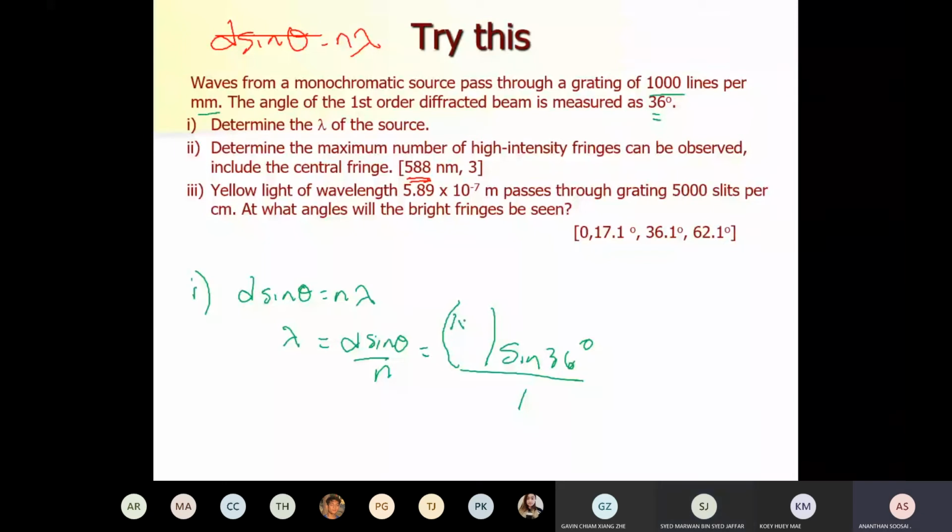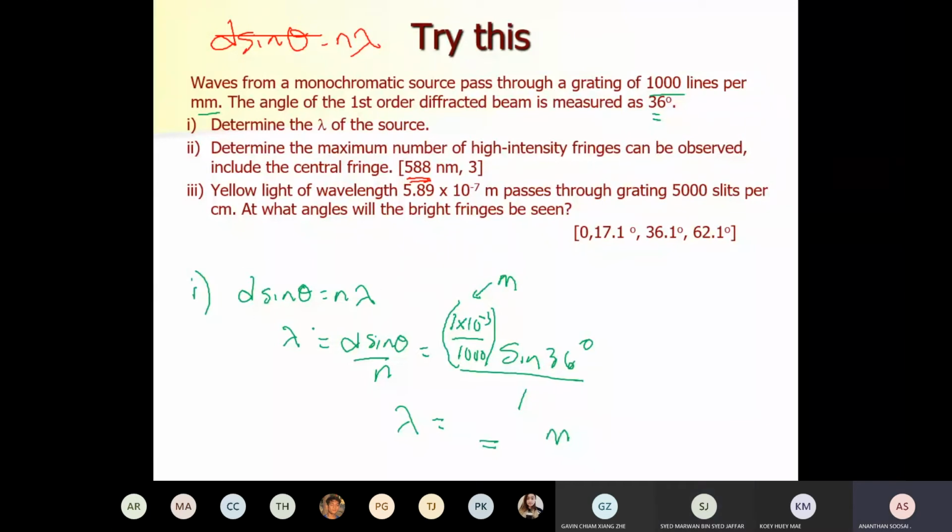So what is D? 1 times 10 to the power of -3 over 1000. Yeah, this should be your working. I put it in meter, so the final answer for lambda will also be in meter.